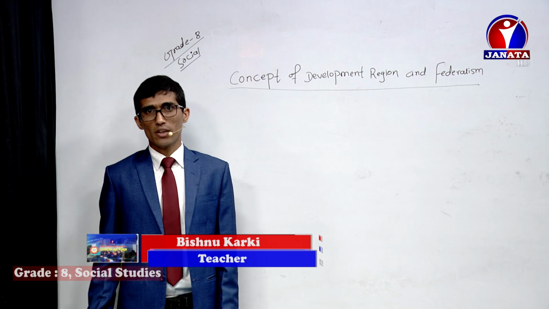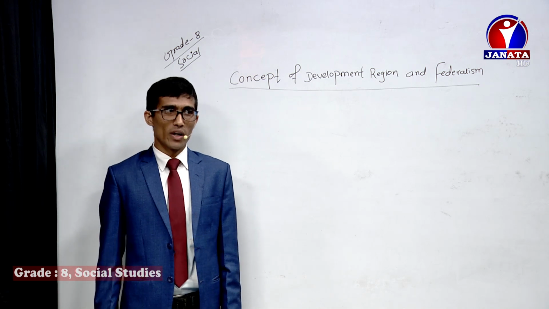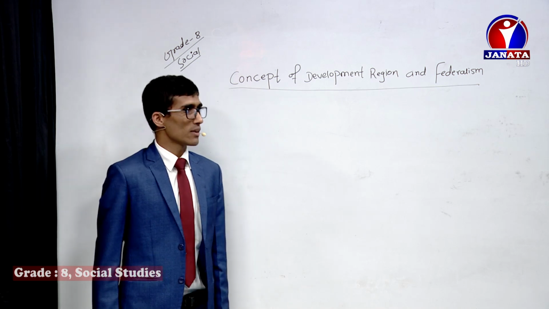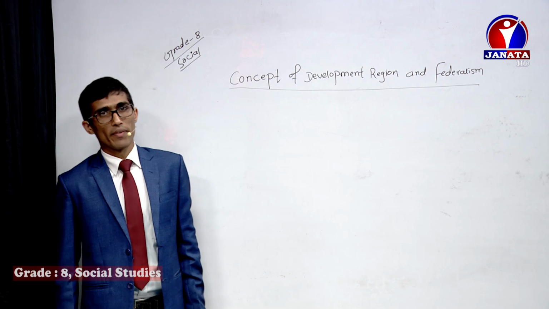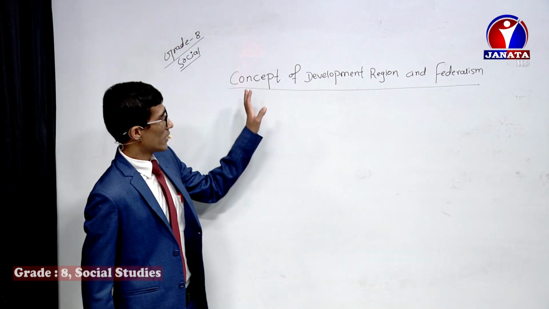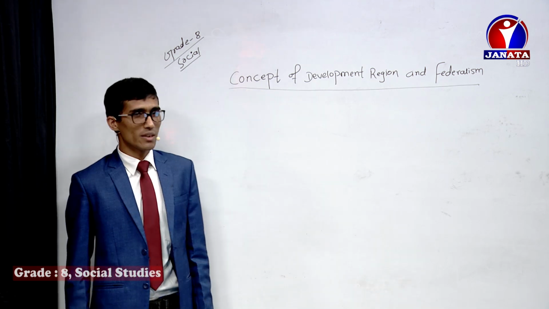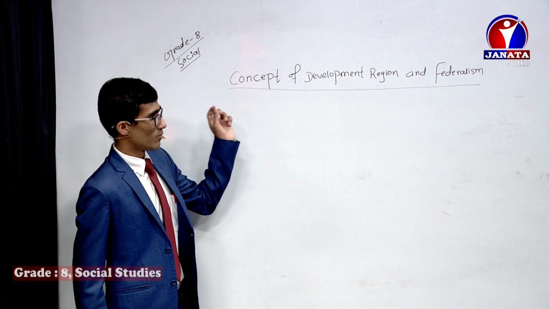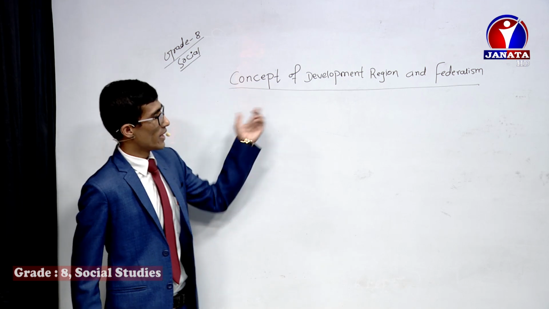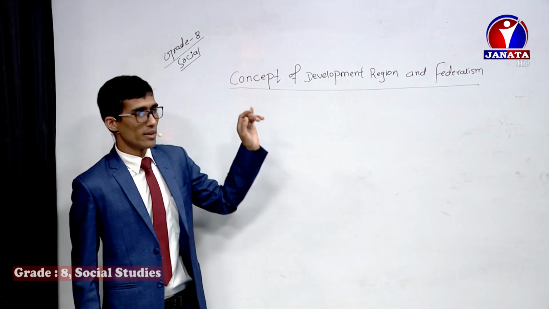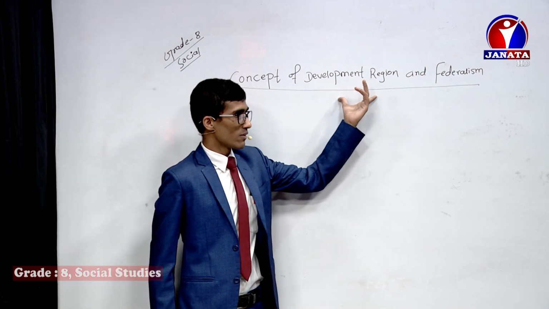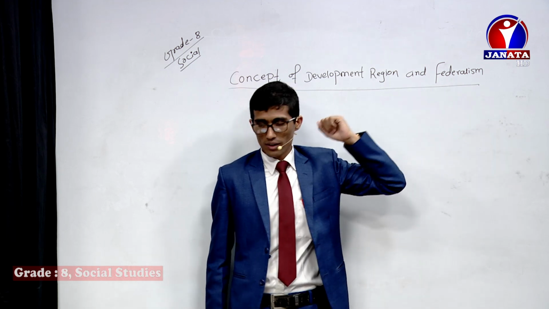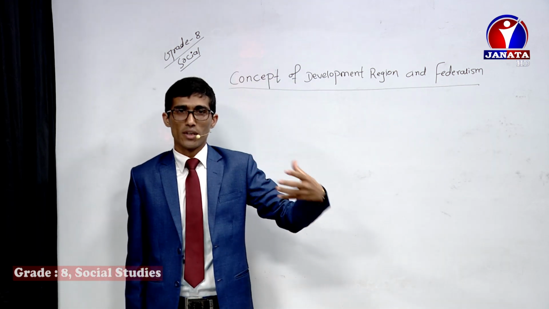Now, for the development of our country, what have we done, how the development is being conducted in our country, that is what we are going to talk about today. In the very first, the lesson concept of development region and federalism we are going to talk about today. For the proper or proportionate development of the nation, our nation was divided into different development regions first, and at present our nation is divided into different federal states or 7 provinces.